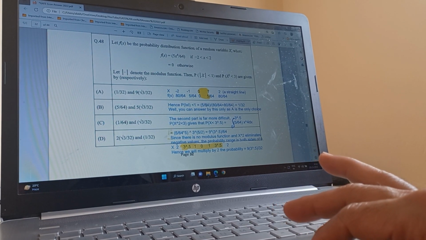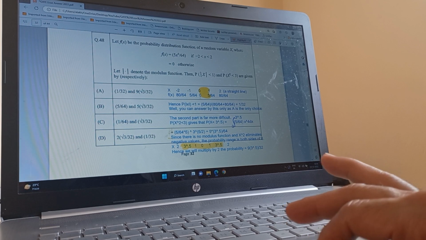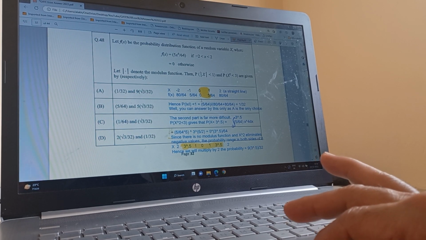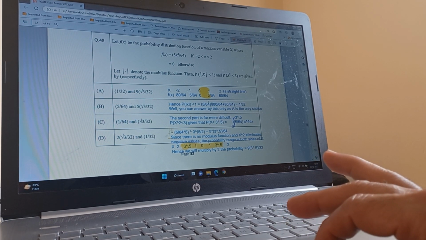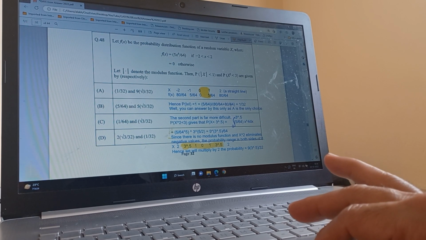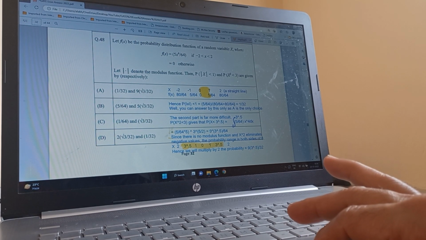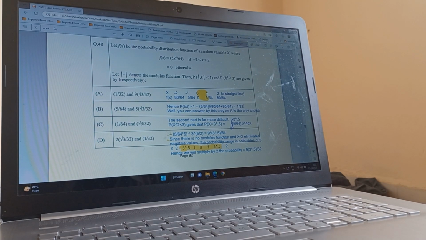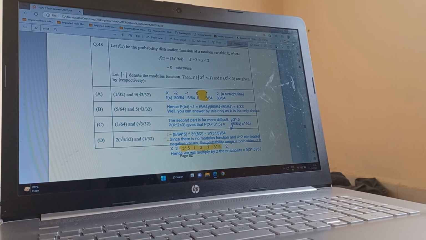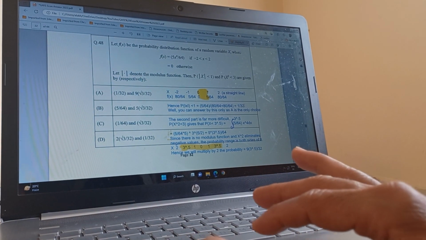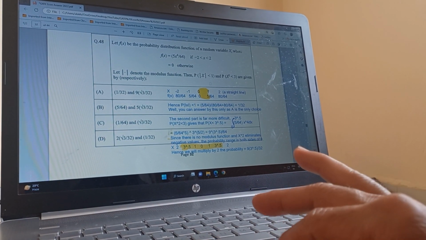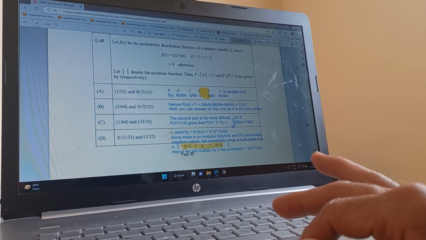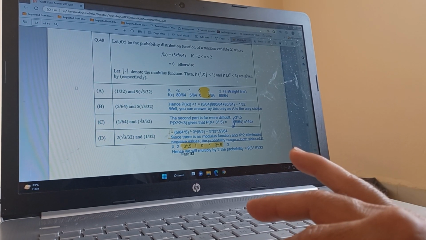So this one is 5 by 64, this value divided by this entire thing. So 80 plus 64 plus 80 by 64. So that gives me the probability 1 by 32. Well, you can answer by this only, as A is the only choice. So 1 by 32 value is there in A only.